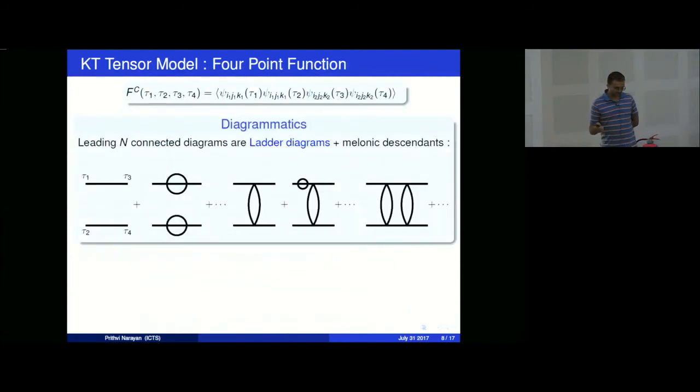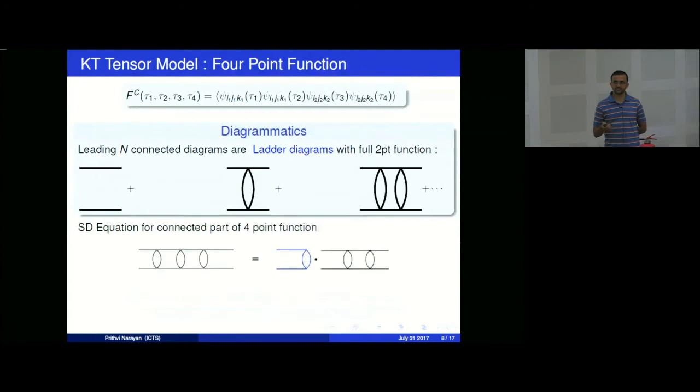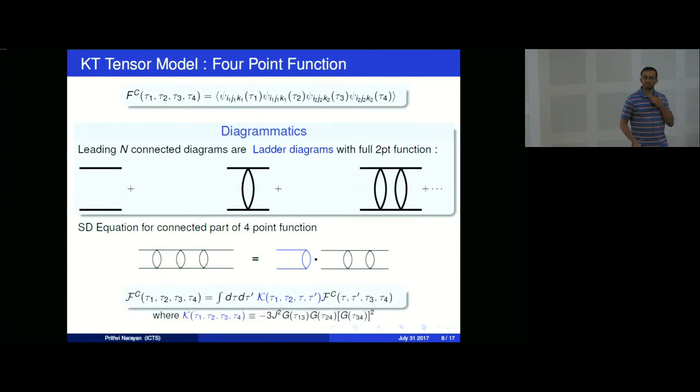So it turns out that the leading N diagrams are these kind of ladder diagrams, where you have some rung, and then the rung is repeated infinitely. Of course, all the melonic descendants are of the same order in N. So we can in fact resum the melons into a full propagator, and the leading N diagrams are just ladder diagrams made out of this full propagator. So this is the leading N diagram, and we can again write the Schwinger-Dyson equation, a recursive equation, which looks like this. You can add this part to any ladder and get another ladder. So that's the recursive equation.